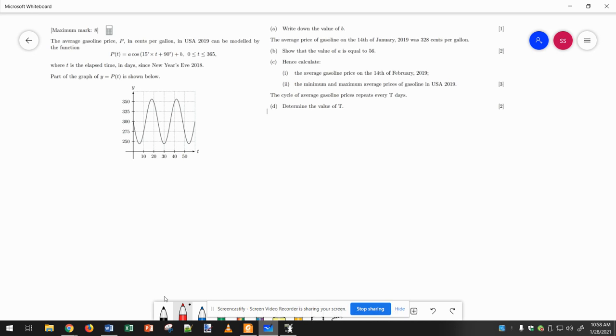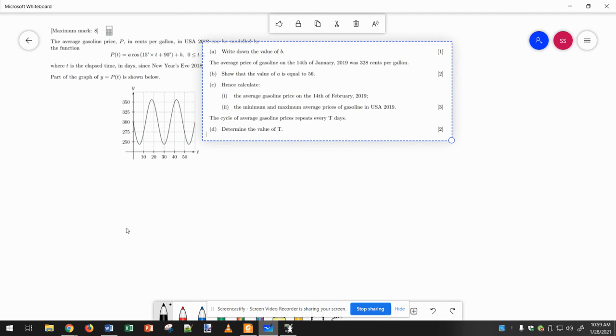So first thing we want to notice in this problem is that we're in degree mode because it gives us 15 degrees here, 90 degrees here. The problem could change. If they write 90 degrees as pi over 2, that's radians because pi is 180 degrees. So 180 divided by 2 is 90. So watch out for that. Make sure you're in the right mode.